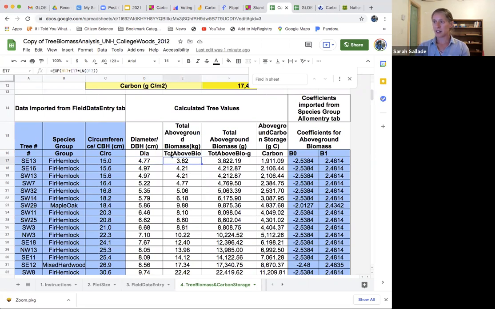And then here is that same equation, B0 plus B1 times the natural log of the DBH to get total above ground biomass for that singular tree. And here it is in grams, and then converted to carbon. So that's what's happening behind the scenes on the Globe website when you enter just this one number here. It gets your individual tree carbon as the output.